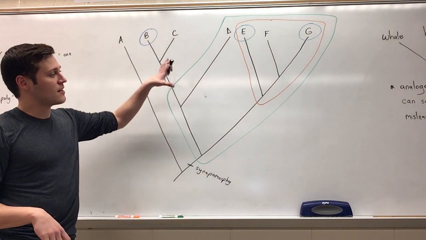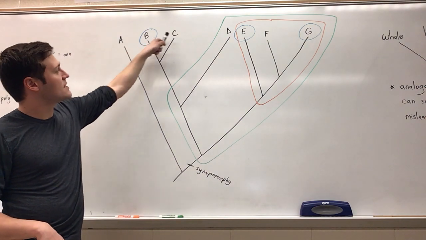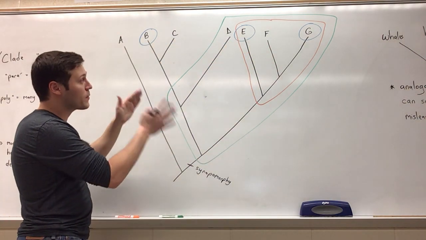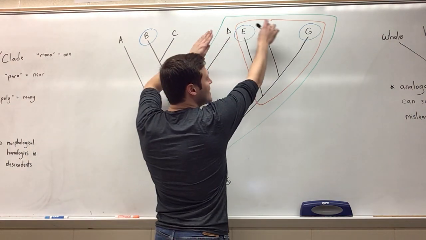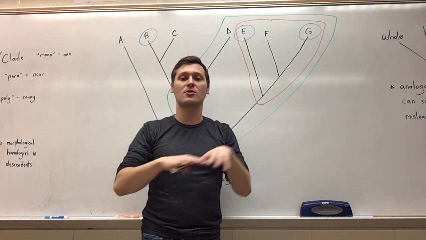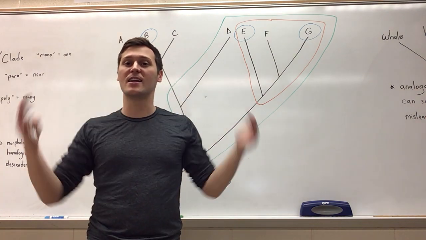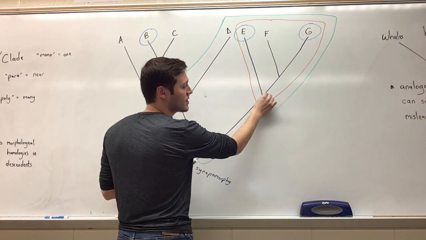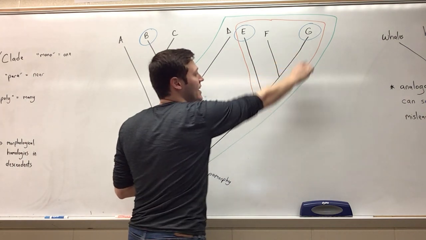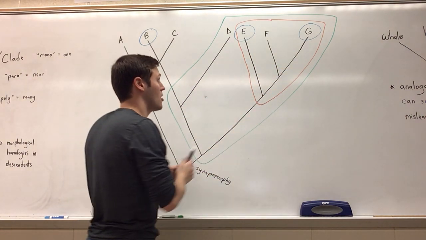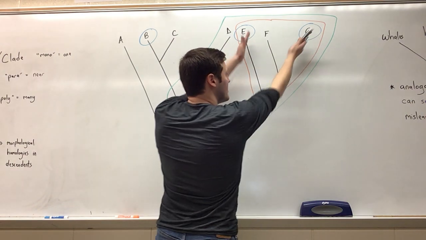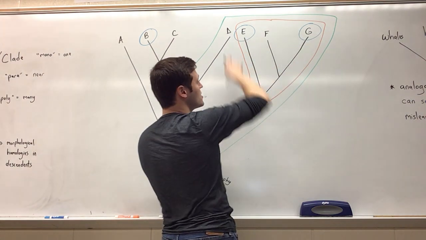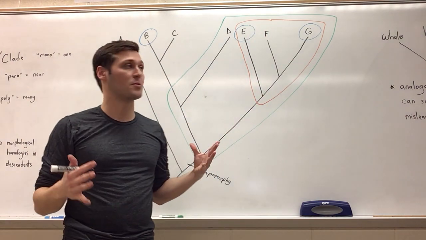We might see that we have species A, B, C, D, E, F, and G. If we consider species E, F, and G, we would consider that a monophyletic group, or a clade. A monophyletic group is a group that has one common ancestor and all of that ancestor's descendants. So E, F, and G are all descendants from this common ancestor right here. So this, in orange, is a monophyletic group.